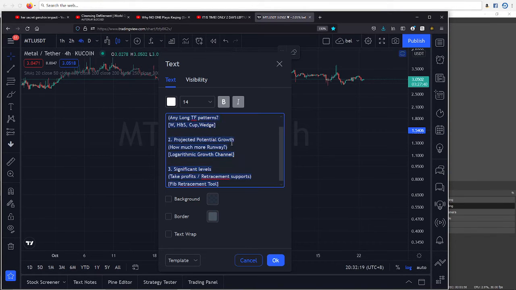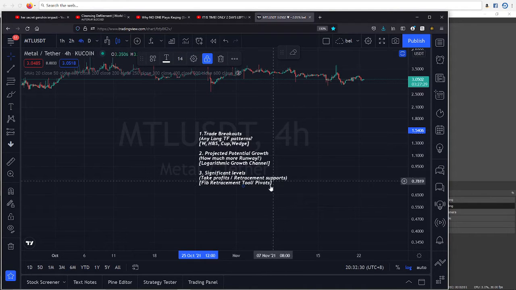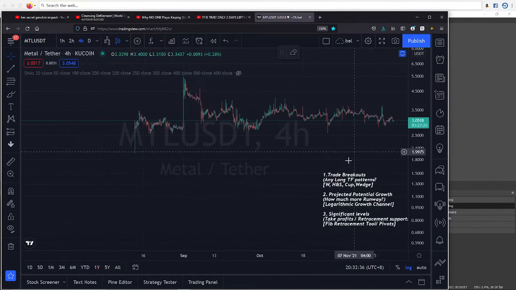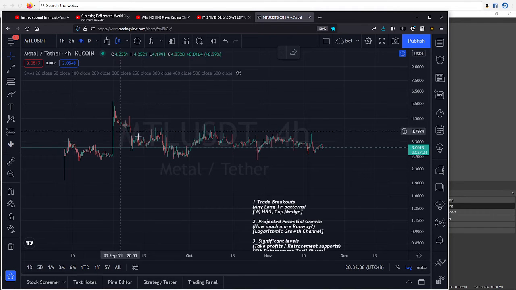Also, if you are trading above the all-time high, you may use pivots as well, because once you're trading above the all-time high, you can use the pivots to calculate the likelihood of support. Okay, so the first part, we try to trade breakouts.